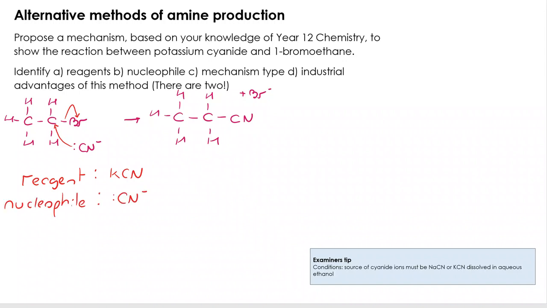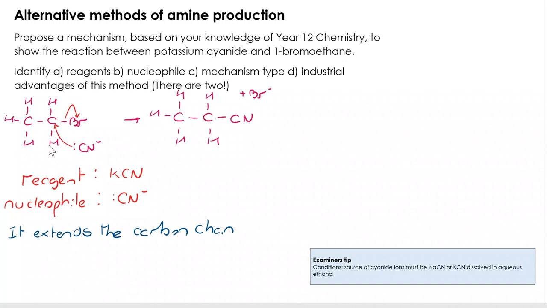The reagent is KCN. The nucleophile is CN-, a really important distinction. The nucleophile is what does the attack. The reagent is how it comes in a bottle. You can't get a bottle of negative cyanide ions. They have to come within a compound. Advantages. 1, this extends the carbon chain in a controlled way.